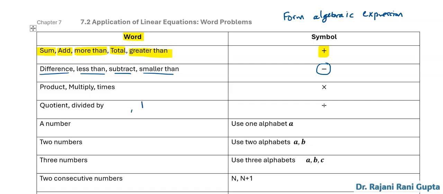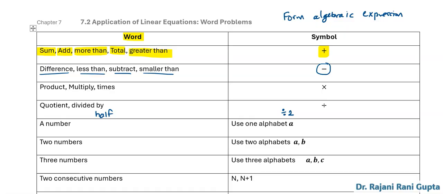If they say half, you know that half means divided by 2. Similarly, quarter means divided by 4.